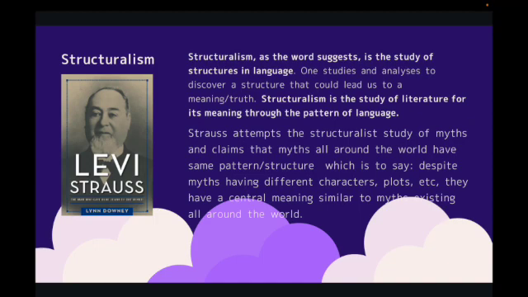Structuralism is a little bit synonymous to formalism, but it looks into this particular word, meaning and truth. Structuralism is a study of literature for its meaning through the pattern of language. You have to look into the patterns of language, how a particular text is written. Basically, in interpreting the narratives of myths and other claims, some literary texts have patterns.